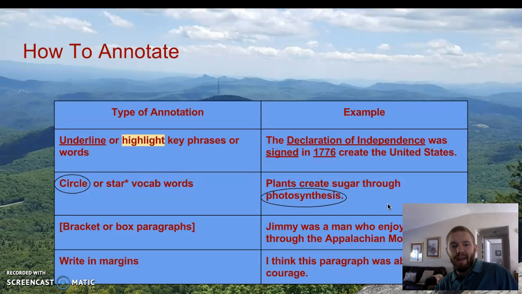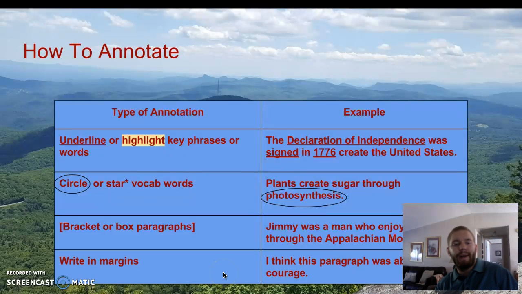You can bracket or box paragraphs. Again, this is going to really help you when you're doing writing in the margins. So these two really go hand in hand together. So let's say, Jimmy was a man who enjoyed hiking through the Appalachian Mountains. Okay, so let's say this had 3 or 4 more sentences in it. I just condensed it for time's sake. So you can do a bracket around the entire paragraph. That way you know, okay, I need to summarize this, I need to go back to this later on, I need to go ahead and reread this. So think of bracket as rereading.